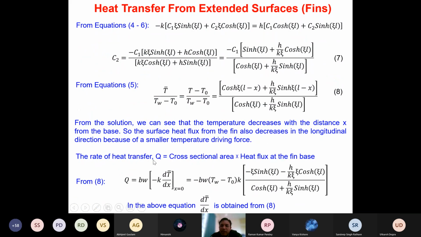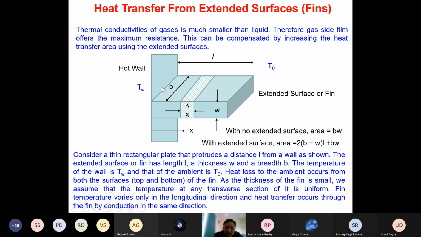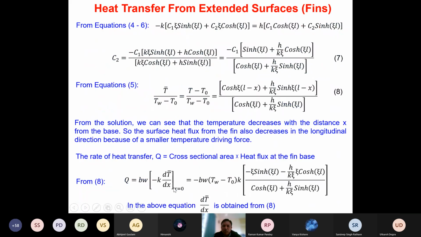So the rate of heat transfer Q will be cross-sectional area into heat flux at the fin base. So heat flux at the base will be given by what? Minus k dT by dx at x equals to 0. And what will be the cross-sectional area? Cross-sectional area will be again BW, isn't it? So that's what we have written: Q equals BW times minus k dT by dx at x equals to 0. Now this dT by dx we can directly obtain from this equation.